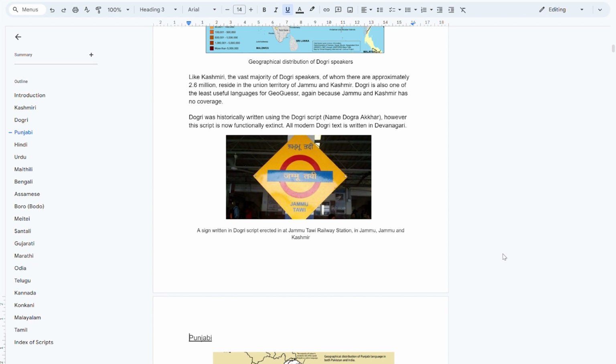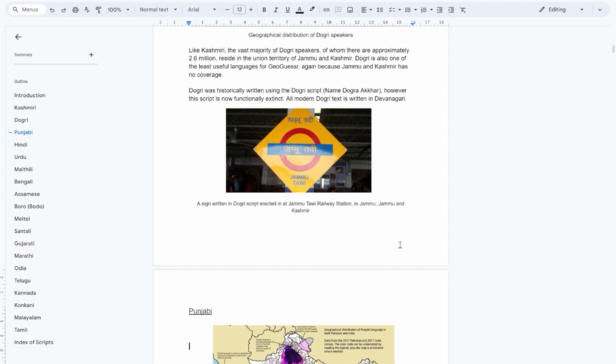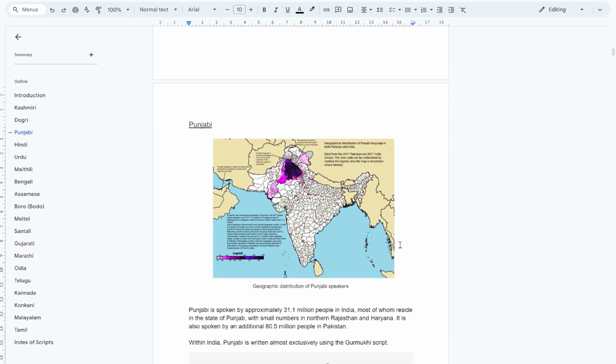All modern Dogri text is written in Devanagari, like a lot of languages where there used to be a script for the language, but it's mostly died out, and often it's just written in Devanagari now. There is, however, a town in Jammu, in Jammu and Kashmir, that a few years ago erected some signs at the train station which are written in the Dogri script, which was very cool. Unfortunately, again, not very useful for GeoGuessr because there's no coverage in Jammu and Kashmir.